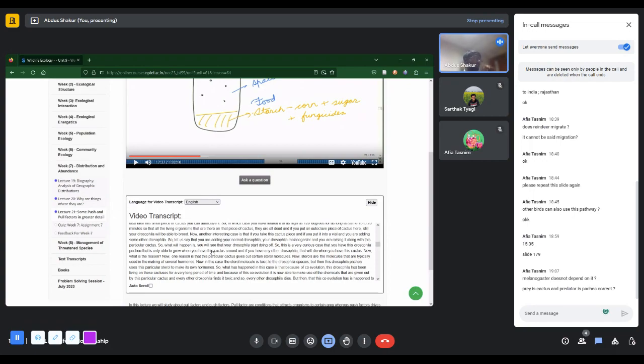Yes, prey is cactus and predator is pachea. That's what it is referred to in this example. So you might have got confused because prey and predator is not what you generally tend to use for a plant and a herbivore, right? So you just have to think of it in those terms.